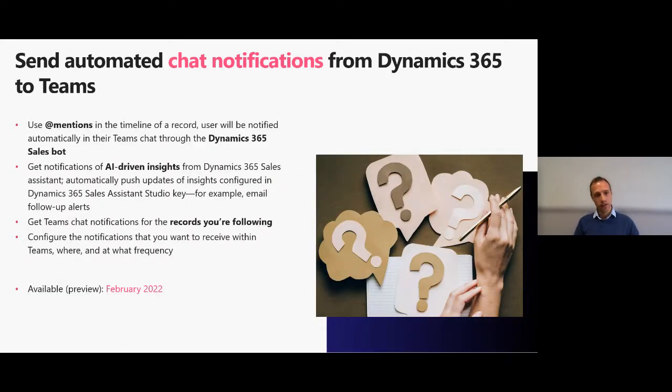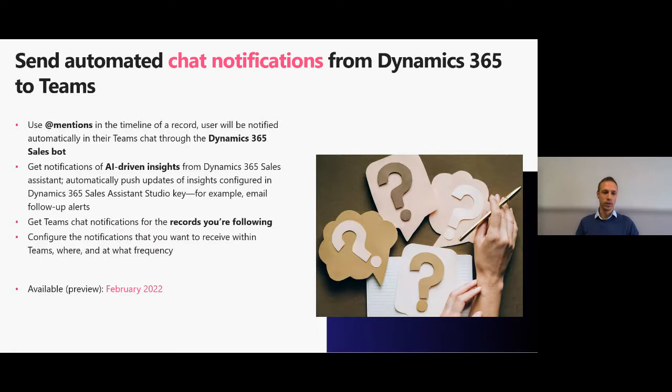The second feature that is also related to Teams is that you can send automated chat notifications from Dynamics 365 to Teams. You will get this Dynamics 365 sales bot in your Teams, which you will see as a person wanting to talk to you. And through this bot, notifications will be sent from Dynamics. One way is that if somebody uses a mention in the timeline of a record, the bot will notify you. So you will know if someone is talking about you, and you can check the content then in Dynamics. You will get notifications based on AI-driven insights.